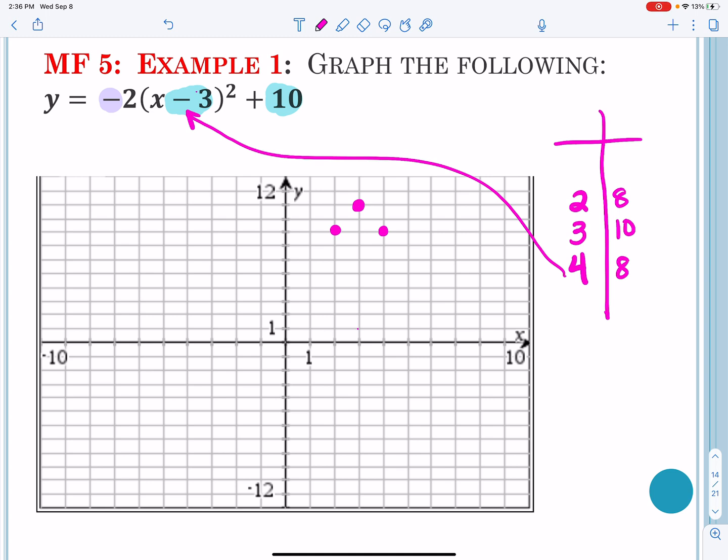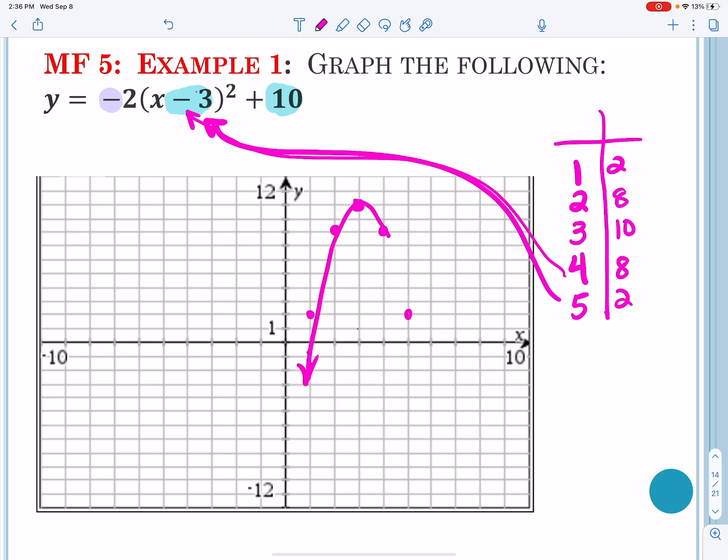And then you're going to have to give me 5 points, so wouldn't 5 and 1 also give you the same? So you're going to take the 5, plug it in there. 5 minus 3 is 2, 2 squared is 4. 4 times a negative 2 is a negative 8, plus 10 is 2. So you have this point, (1, 5). So it goes down like this because it has a negative up in front.